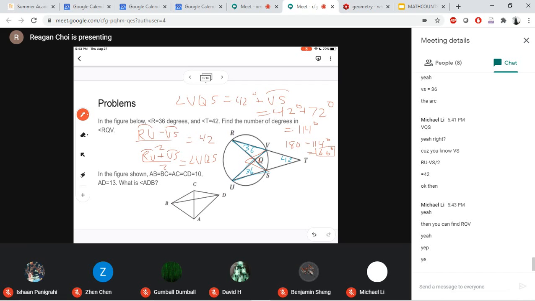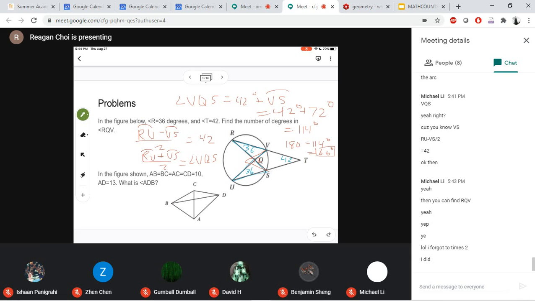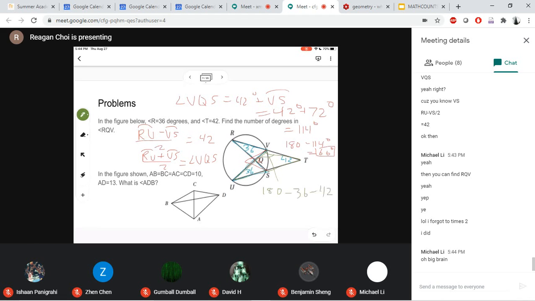The method I was thinking was just in this triangle. Let me do it in green. Did I forget times 2? Oh, you forgot times 2. Okay. So in this triangle here in green, hopefully you can see it, you can just find the third angle because they sum to 180. So this is 180 minus 36 minus 42, which equals 102.